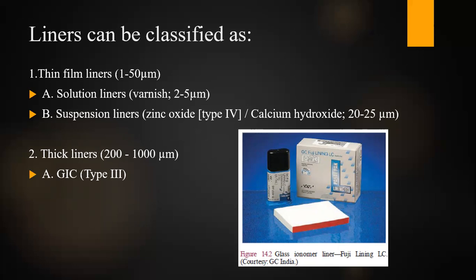Suspension liners include zinc oxide type 4 or calcium hydroxide with a thickness of 20 to 25 micrometers, and thick liners should have a thickness of 200 to 1000 micrometers, and examples include GIC type 3. This is a glass ionomer liner.